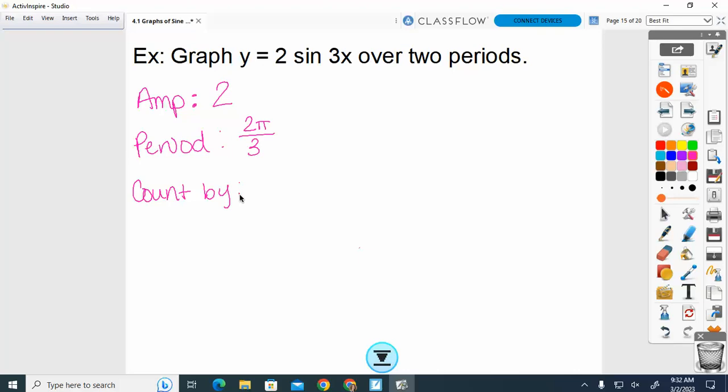Okay, I need to know what are those main points in there that represent my quadrant breaks. So how many quadrants are there? 4. To find it, you will take your period and divide it by 4. So the length of my graph divided into the 4 quadrants. When you do that, you can use a calculator, just don't put in the pi. So do 2/3 divided by 4 and then give it back to me as a fraction. 1/6. So we're going to count by pi over 6.